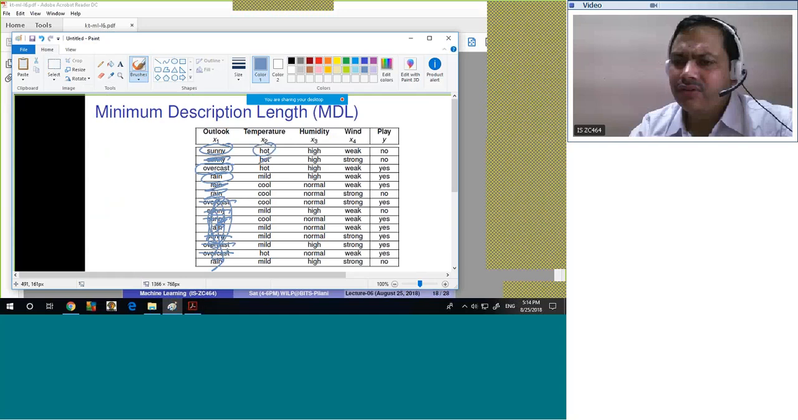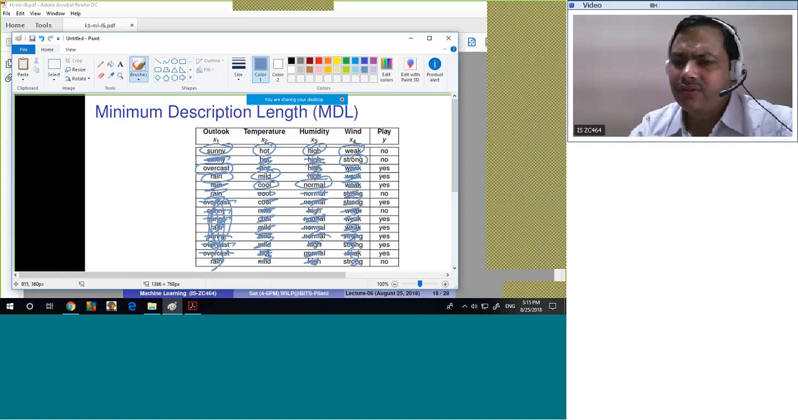Then I take hot, so I cut hot. Then I take mild, I cut mild. Then I take cool, I remove all the cools. Then I take high, I remove high. I'm not going to consider it again. After that, I have normal. Then I take weak, I remove weak from everywhere. Then I take strong, I remove strong from everywhere.